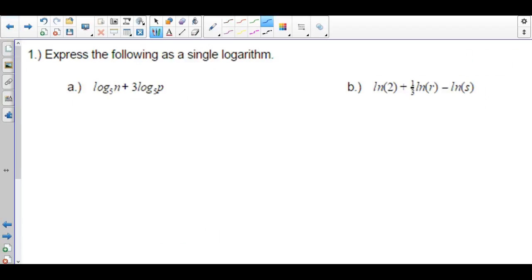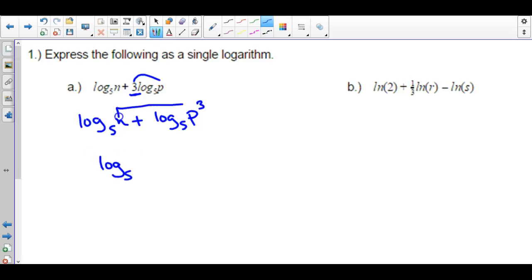So we'll start with just some of the basic writing as a single log. So I have two log expressions here that have the same base number of 5. What I'm going to do first is apply one of my log properties that says what I can do is take this 3 and bring it up as an exponent to my variable p. So I'm going to write it like this. And then my next step, because I have a plus sign here and because my logs have the same base number, what I'm allowed to do is write this as a single log as a product then of these two values. So log base 5 of n p to the third.